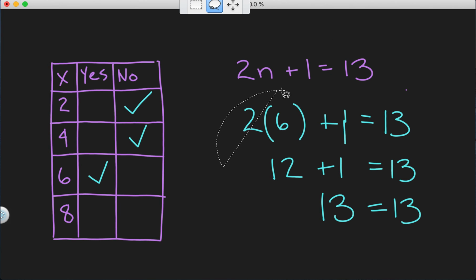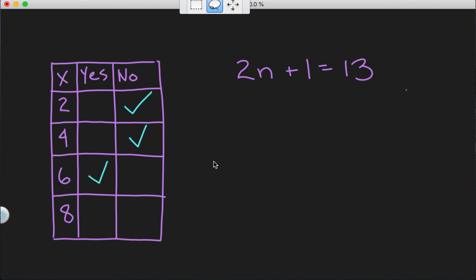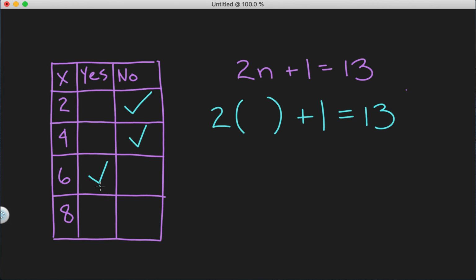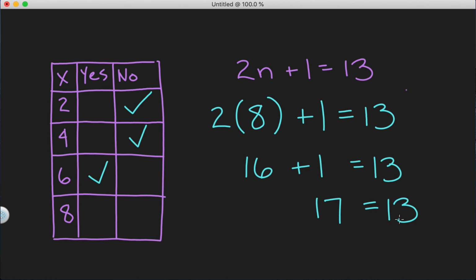Now, there are going to be times when you're going to have more than one solution. So be careful about just finding the one that works and marking no for the rest of them. We'll talk more in class about when you'll have more than one solution. But for now, on these 1 and 2 step equations, generally if you find a yes, nothing else will work. But let's go through the steps. 2 times 8 is 16. And 16 plus 1 gives me 17. 17 is not equal to 13, so we're going to mark that one a no.